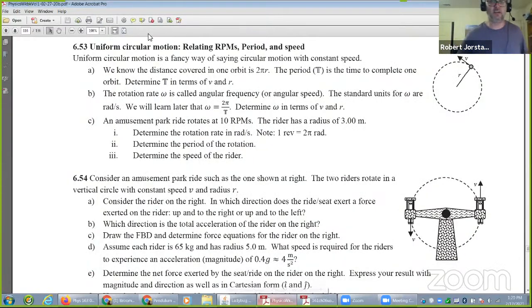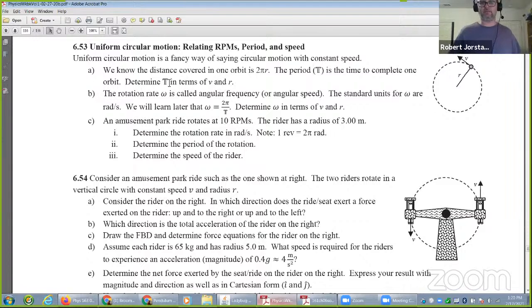Well, if you haven't used RPMs, maybe we should discuss those units. So uniform circular motion means circular motion with constant speed. The distance covered in one orbit is 2 pi r. The period, by definition, is the time to complete one orbit. Those of you that did oscillations for your talks tomorrow, the period was the time to complete one cycle, one orbit, same kind of thing, same exact term, period, time to complete one cycle.